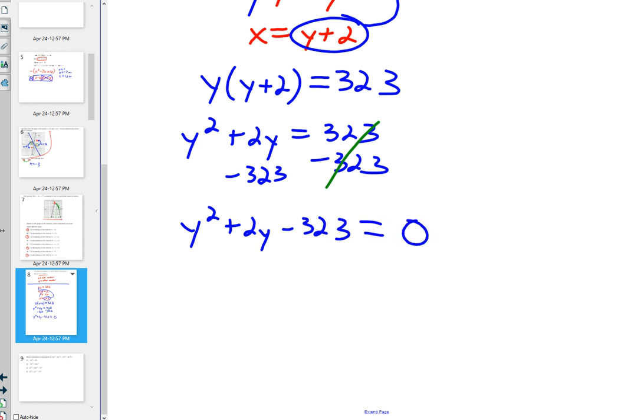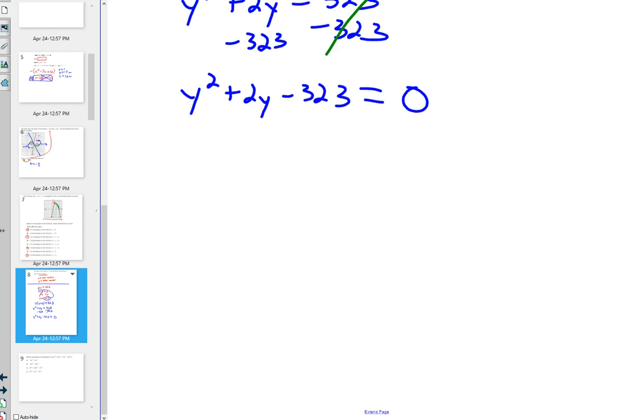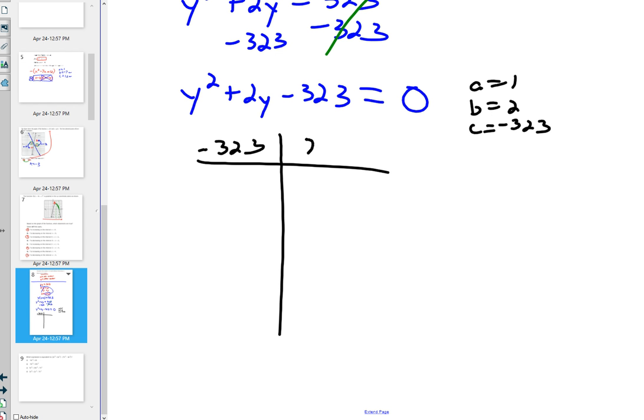You could use quadratic formula, but that could cause you some trouble with that 323. That might be too big of a number, especially when it comes to square roots. So I would probably try factoring here. I realize you don't have a calculator, but A is 1, B is 2, and C is negative 323. So we're looking for two numbers that multiply to give you negative 323 that add up to 2. Well, I know 1 and 323. 3 wouldn't work, 5 wouldn't work. 7 might work. Let's see.